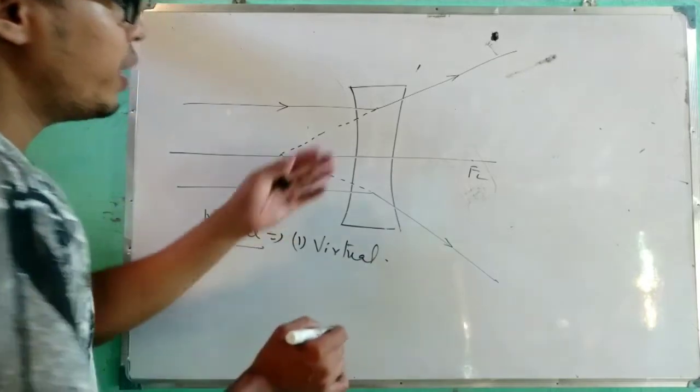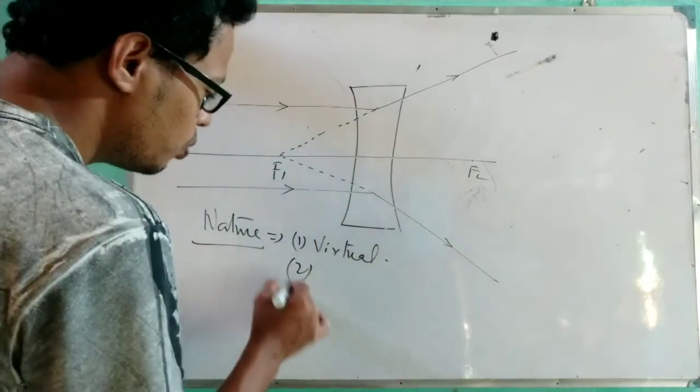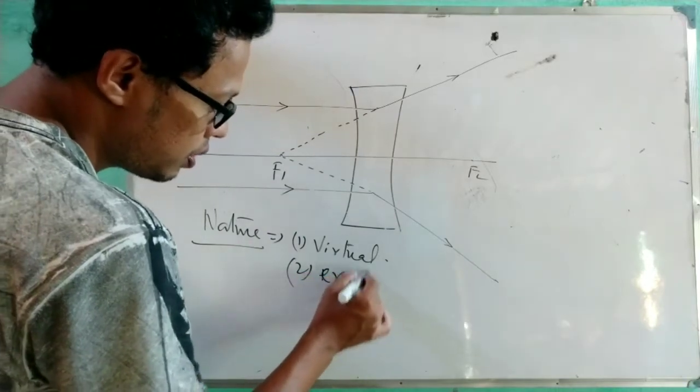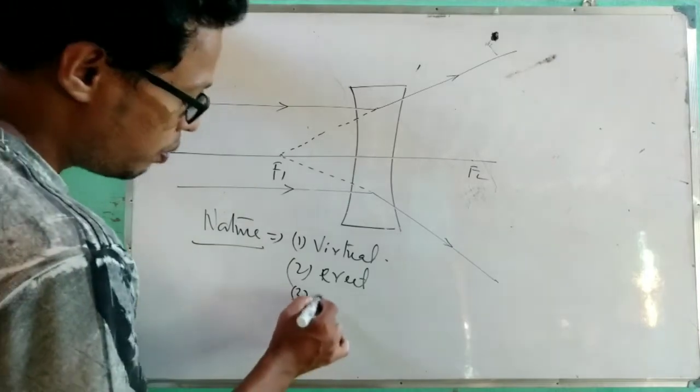So remember that when you have to extend the rays, the image will be virtual. Okay. So number two, virtual image always erect. I'll show by another diagram also. Number three, the size will be diminished.